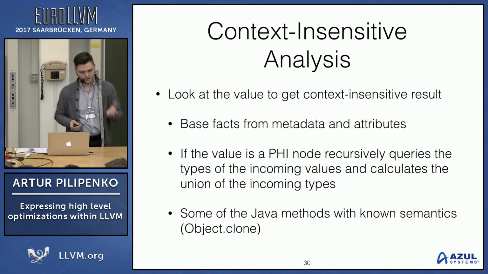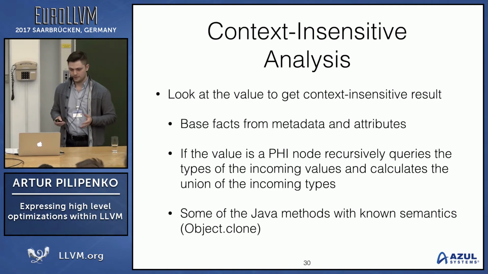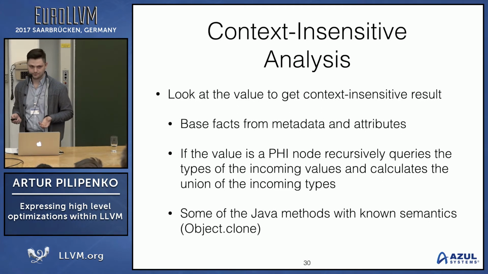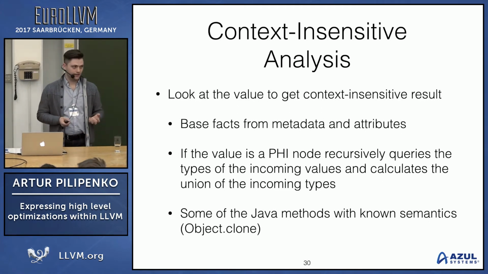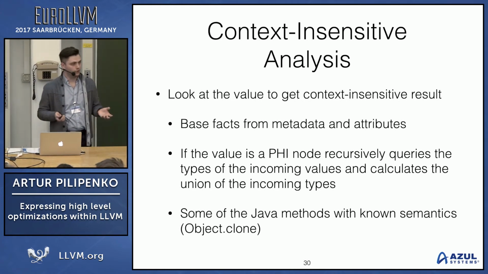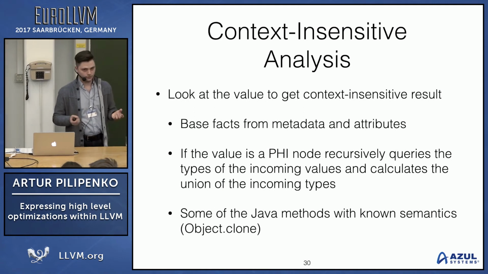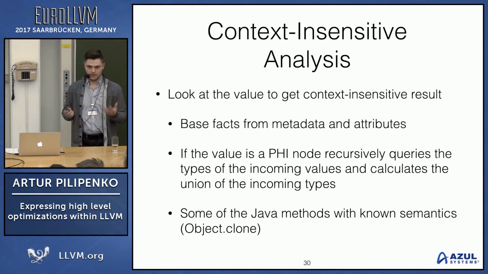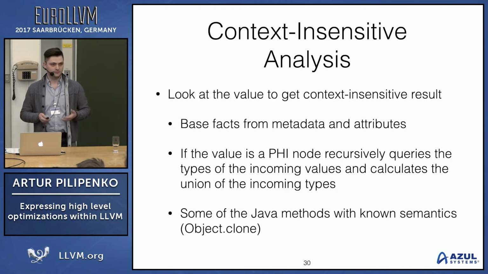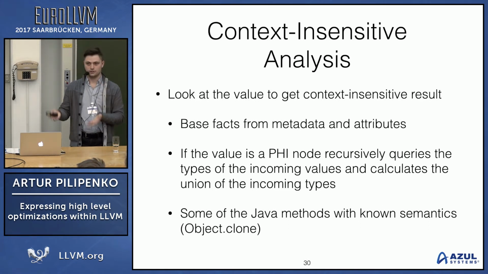So when you make a Java type query, the first thing which happens, the analysis looks at the value you passed and tries to get a context-insensitive result. It looks at the base facts and gets the information from attributes and metadata. If the value you pass is a phi node or a select, it will look for the types of the incoming values and will calculate the union of these types. And it also knows the semantics of some Java methods. For example, object clone will always return the object of the same type as it passed as an argument.